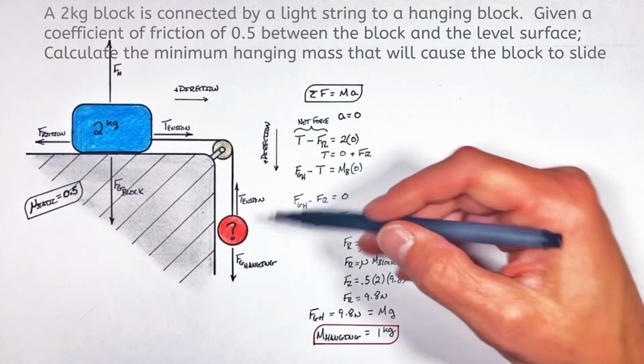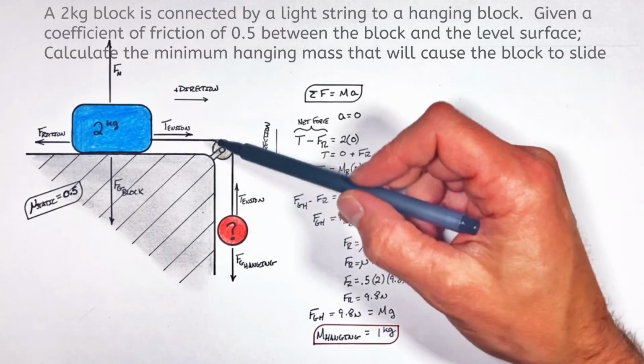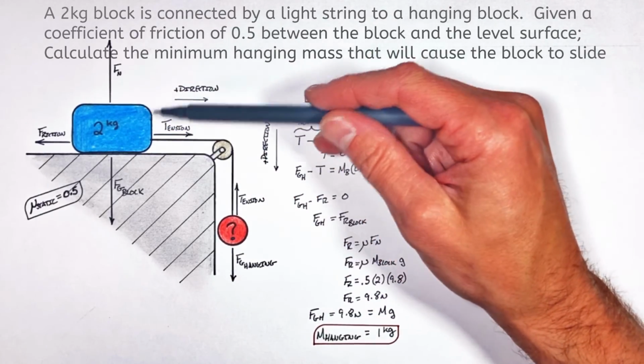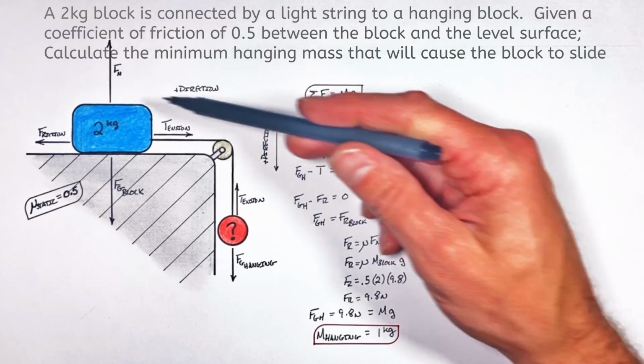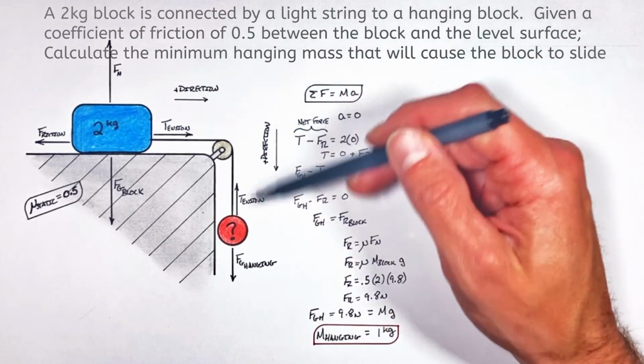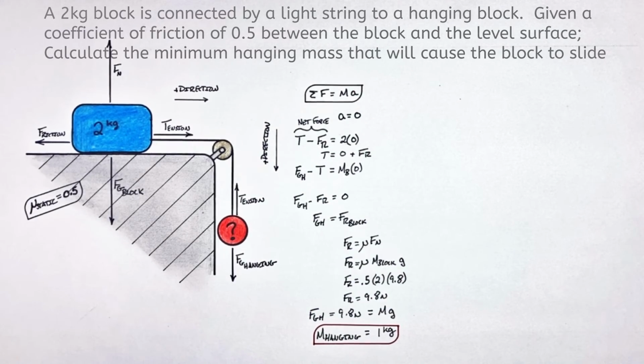So ultimately what this means is if we have any mass here that is less than 1 kilogram, when this block is released from rest, it's not going to go anywhere. But if we were to put more than 1 kilogram right here, when we release this block from rest, it's going to slide and accelerate along that table.